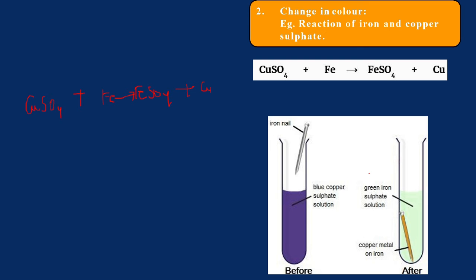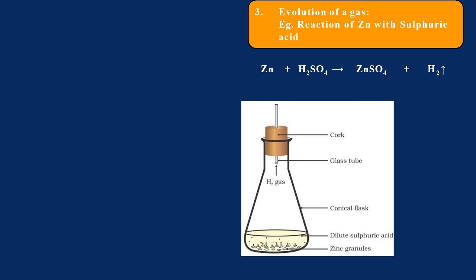And so when an iron nail, which is made up of iron, is put into a copper sulfate solution, we can see that after some time it changes. It displaces by making the solution turn green, and the iron nail gets a covering of copper metal. So by this we can see that there's a change in color of the solution during this particular chemical reaction. The next one is evolution of gas.